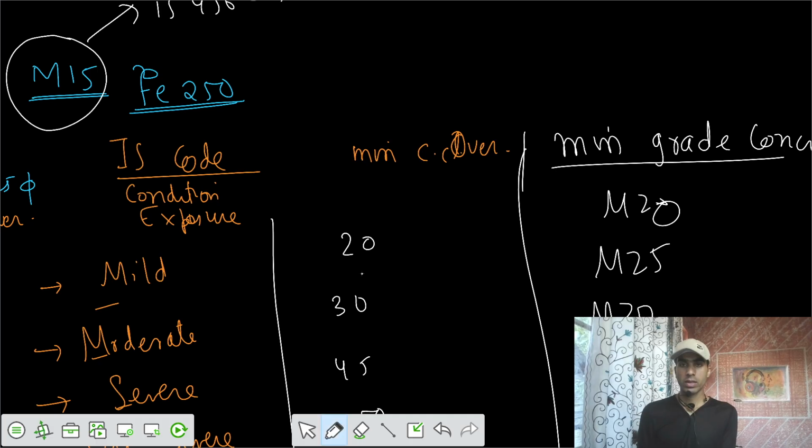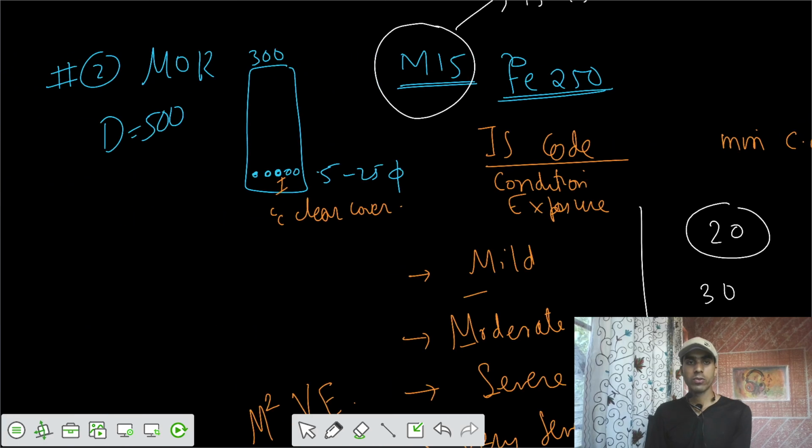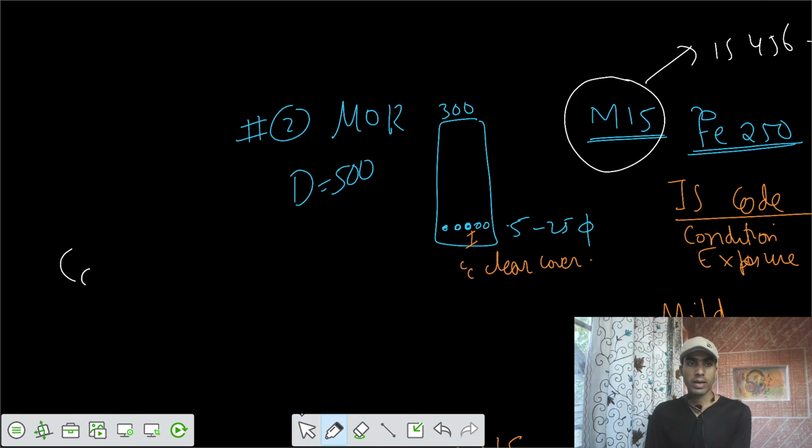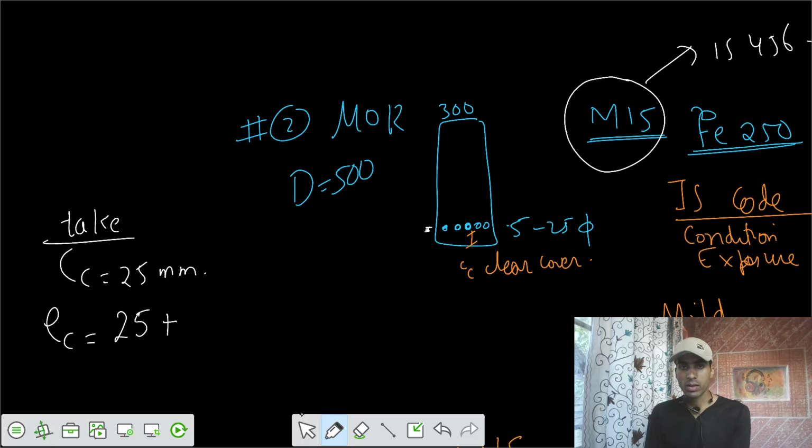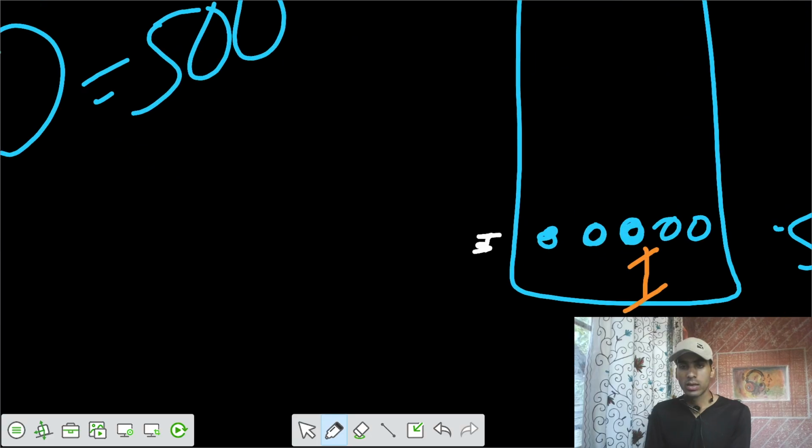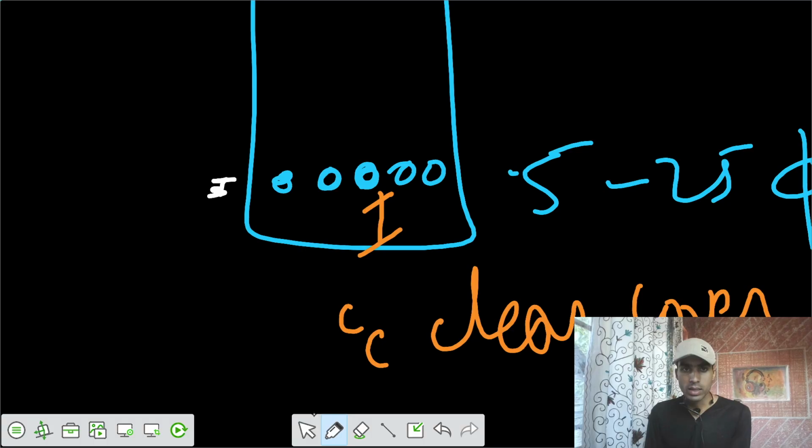Based on this, there is some clear cover of 20. I can assume some minimum clear cover. Let's take clear cover in this problem as 25 millimeters, and I can get the effective cover also. If I know the bar, I can get the effective cover. Up to this level is clear cover, and to the center of the bar is effective cover, which is clear cover plus diameter of the bar divided by 2.